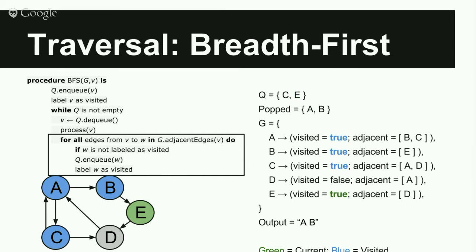We jump back up to our while loop, and our queue is still not empty. We pop C off the queue because that was the next one in line. We're adding things to the end and popping them off the front. So C is our current node. Pop that off, and we processed it. Added that to our output. So our output is now A, B, C.